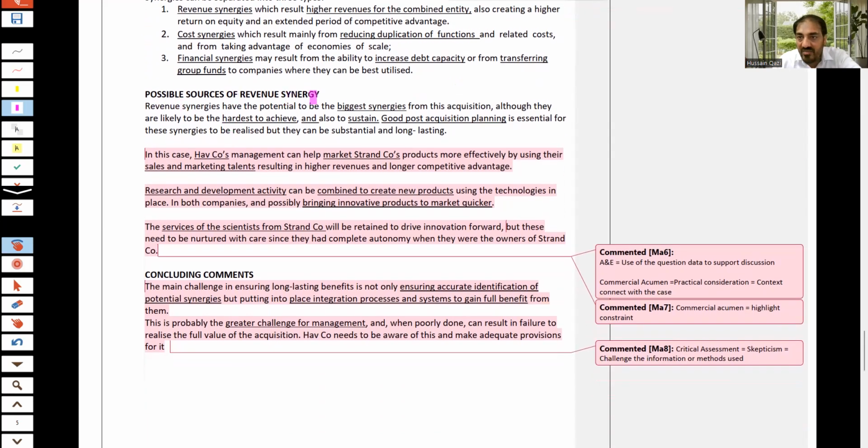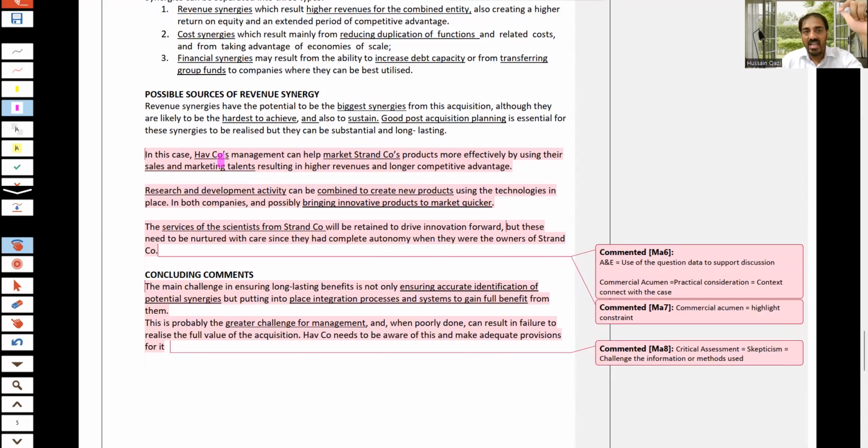Now, possible source of revenue synergy. Number one, revenue synergy has a potential to be the biggest synergy for this acquisition. Although they are likely to be hardest to achieve and also sustain, not only to achieve but also use the word sustain. Good post-acquisition planning. First, you mentioned the line, this is a critical challenge, but how to cover this challenge? We will cover the challenge by good post-acquisition planning, which is essential for the synergy to be realized, but they can be substantial and long-lasting.